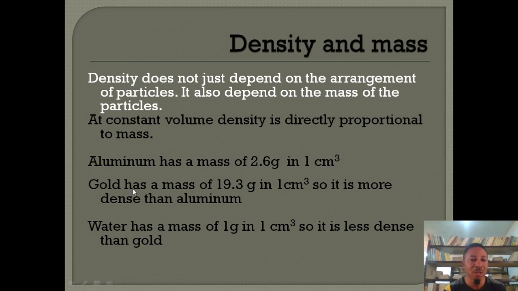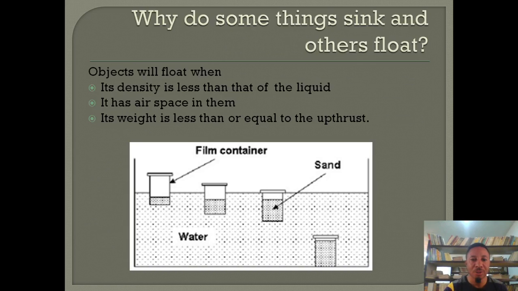But gold has a mass of 19.3 gram in the same 1 centimeter cube. So in that case, we can say it's denser than aluminum because it has more mass, right? Water, on the other hand, has a mass of 1 gram in just 1 centimeter cube, so it's less dense than gold and aluminum. So the amount of matter you have in a given volume, of course, determines how dense the object will be. Is that clear?